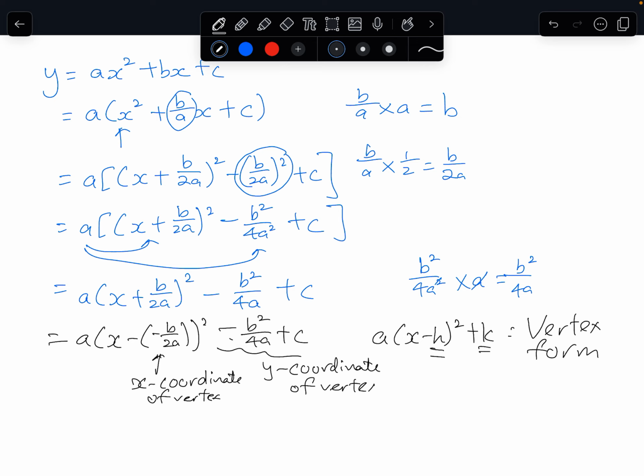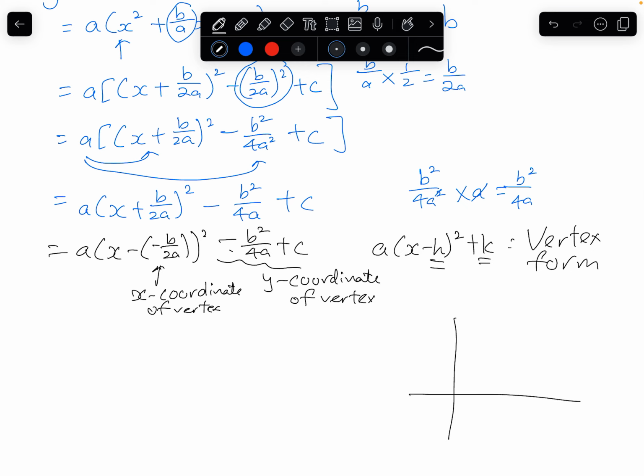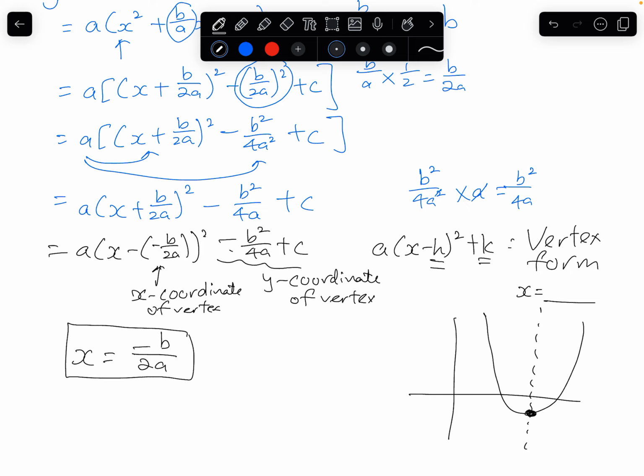Now, since we know in a quadratic graph the axis of symmetry always passes through the vertex, and we know that a vertical line has always been of the equation x equal to a number. And since it passes through the vertex here, and we know that the x coordinate of the vertex is negative b over 2a, that's why we could say that the equation of this symmetry line is going to be x equal to negative b over 2a. I hope this shows why the axis of symmetry formula is negative b over 2a.